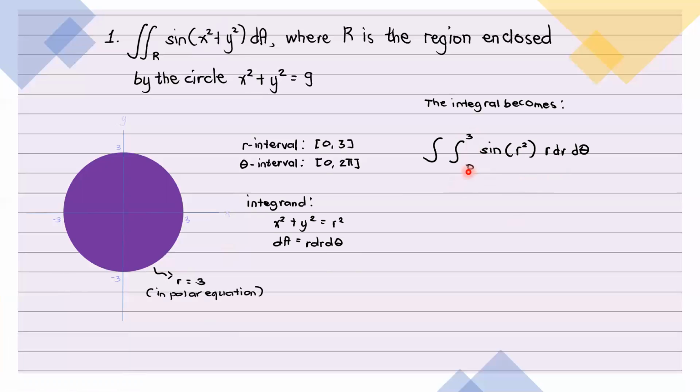So, 0 to 3. And then, dito naman ay yung galing sa theta interval. Kasi ang outer integral ay with respect to theta. So we have 0 to 2 pi. Okay? We will not detail here the solution for the integration.